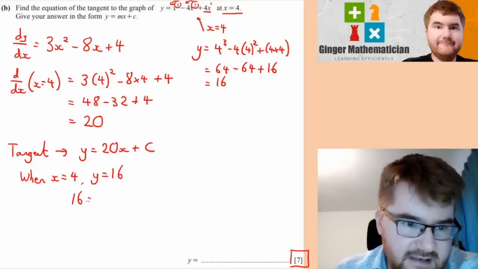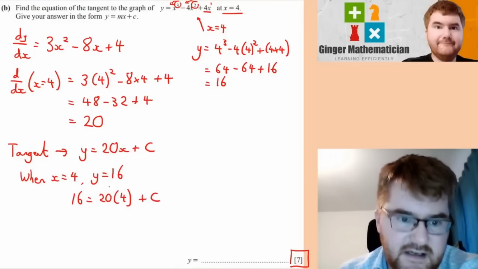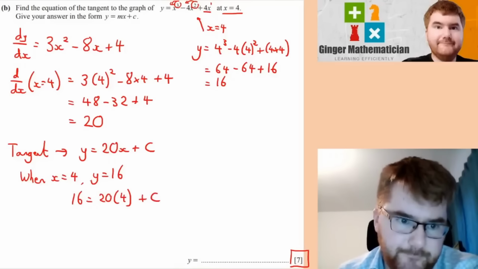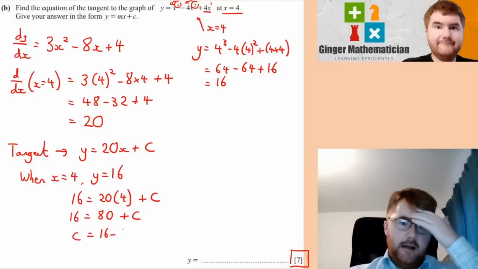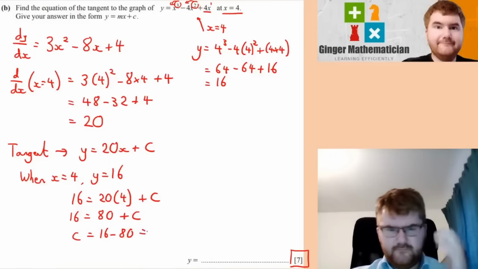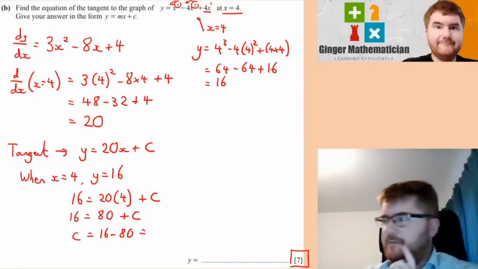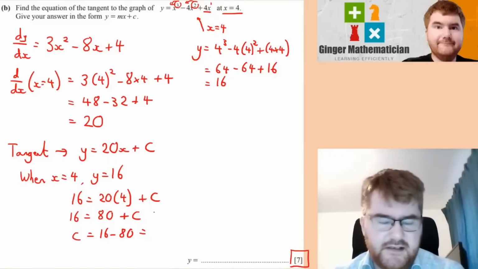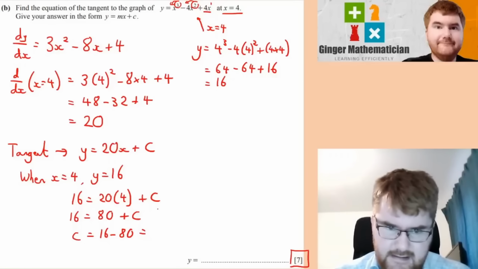So we've got 16 equals 20 lots of 4 plus c. So 16 is equal to 80 plus c. And then c is equal to 16 minus 80. This is really where you don't want to make a silly mistake, by the way. So 16 minus 80, that's equal to minus 64.